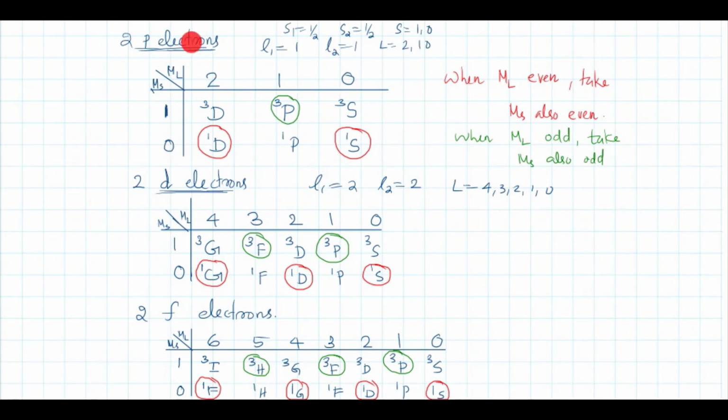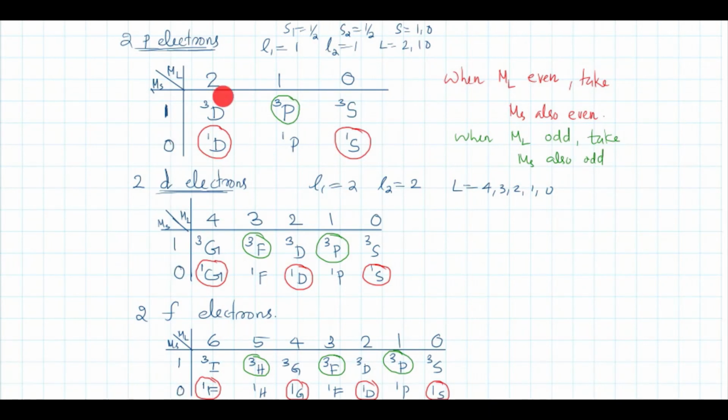Whether it is 2p electrons, 2d electrons, or 2f electrons, all have the same ms combination, 1 and 0. Because the s values are half and half, the combination can be either 1 or 0. So this position is always the same.